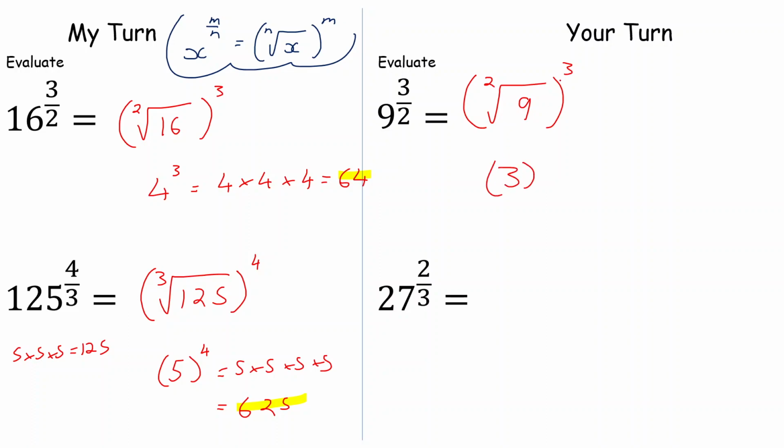And then you can go and do 3 to the power of 3. Again, the bracket now can really just go. So 3 cubed means 3 times 3 times 3. 3 times 3 is 9, times 3 gives you 27. And that is your answer for this one.